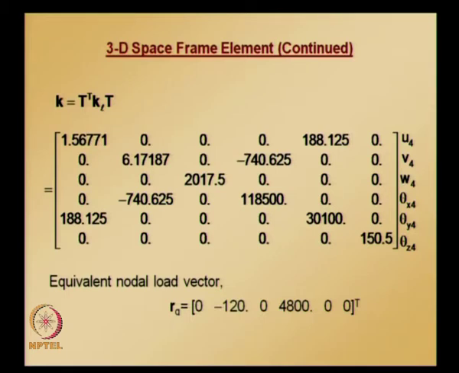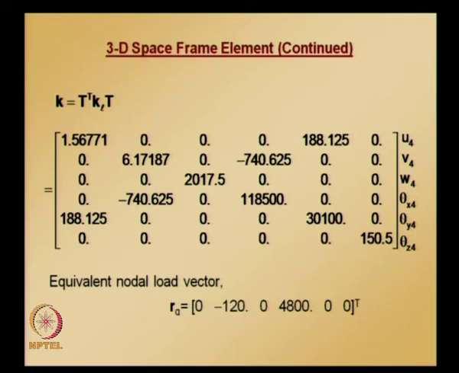So, this is the equivalent load vector for element 1 in the global coordinate system. Similarly, we need to assemble the stiffness contribution to the global equation system from element 2 and element 3, and also for element 2 we have to assemble this equivalent load vector because distributed load is applied on element 2.